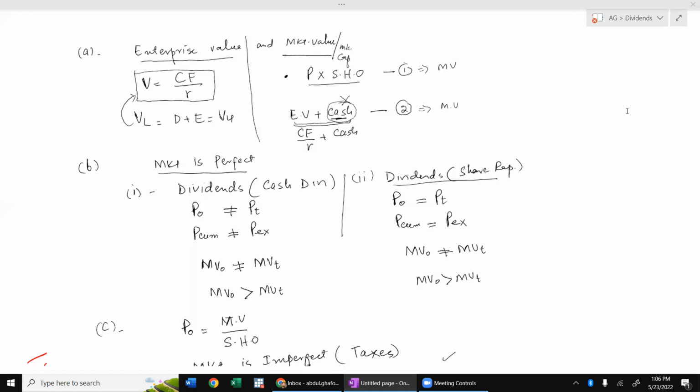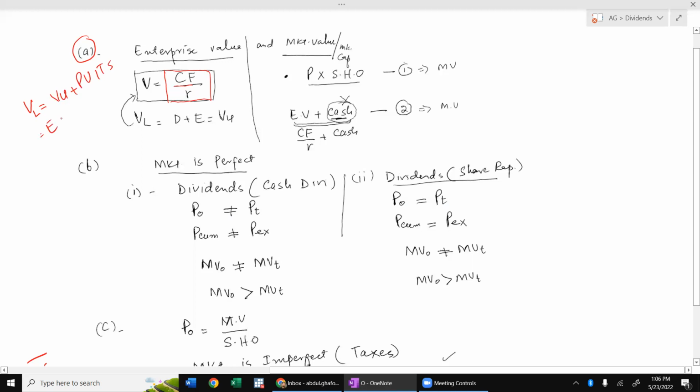Number one is enterprise value. You remember when we calculate CF divided by R, this formula is called enterprise value. And we know that V levered is equal to V unlevered plus present value of interest tax shield if we have debt, or in other words, equity plus debt plus present value of interest tax shield.